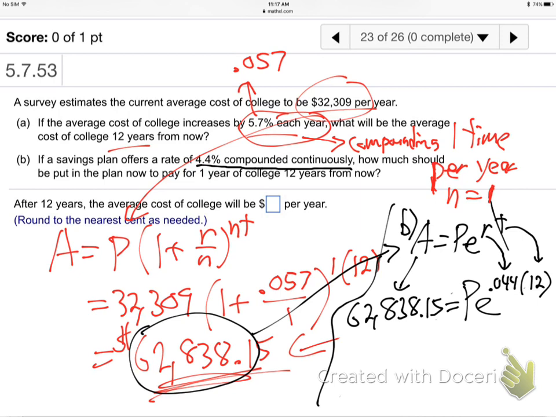So just divide both sides by e to the 0.044 times 12, e to the 0.044 times 12, like that. That good? Just hit the buttons on your calculator, whatever that becomes. We okay with that? Questions on that?